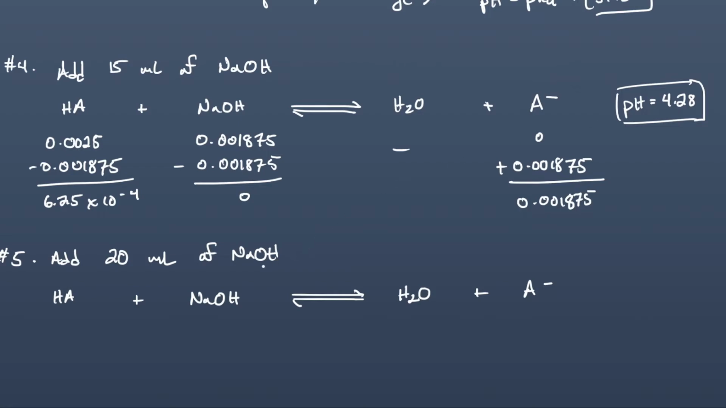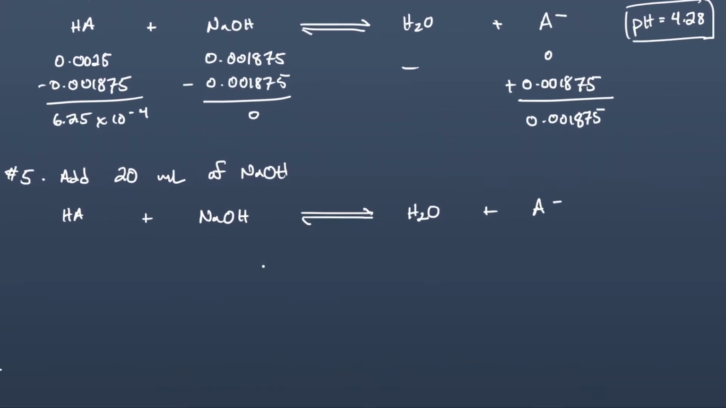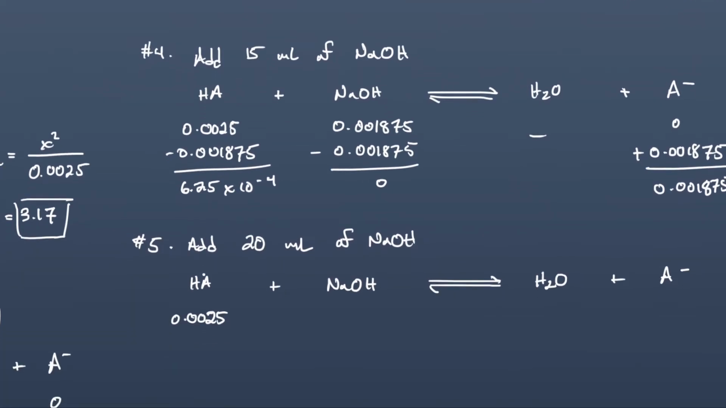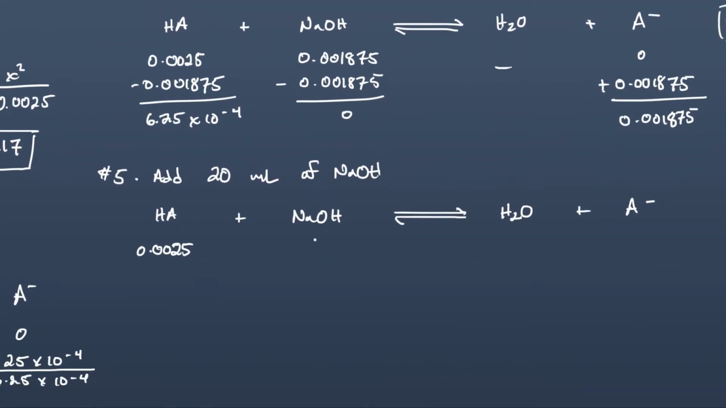Now step 5. This is an interesting point here. We're going to add 20 mL. And what happens when we add 20 mL? Well, we have this much of this, and when we add 20 mL, we're going to get 0.02 times this, but this is an interesting number because this number is 0.0025. Now that is super, super interesting. We have the same amount of NaOH as we do this.